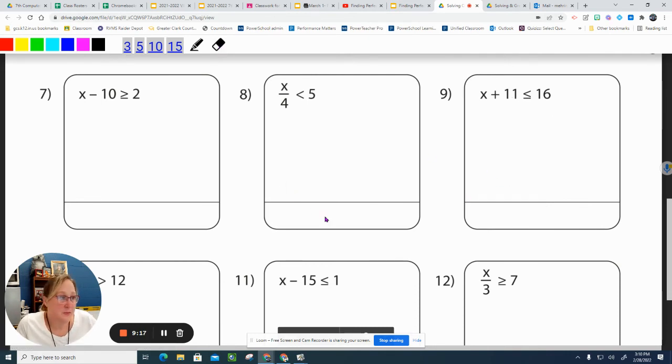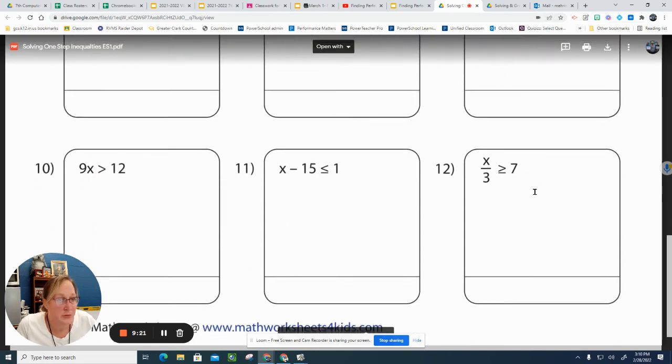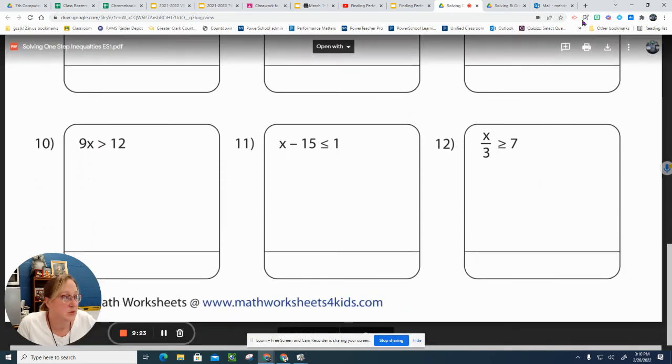Okay. We will do the bottom, and then hopefully we've got it by then.